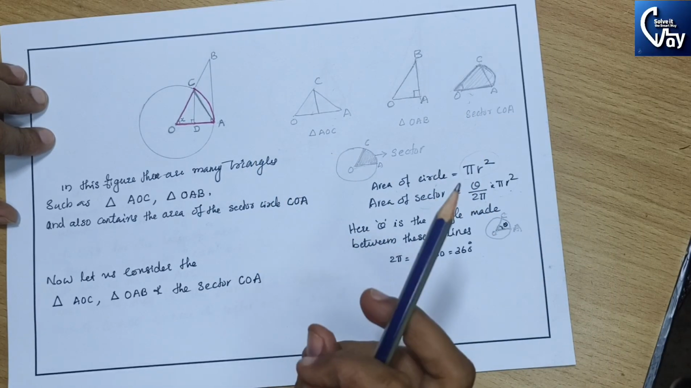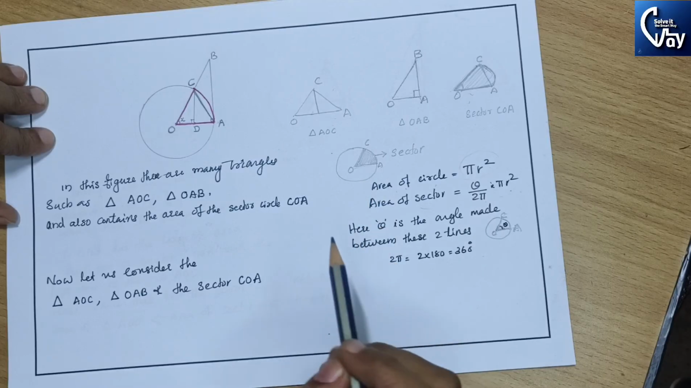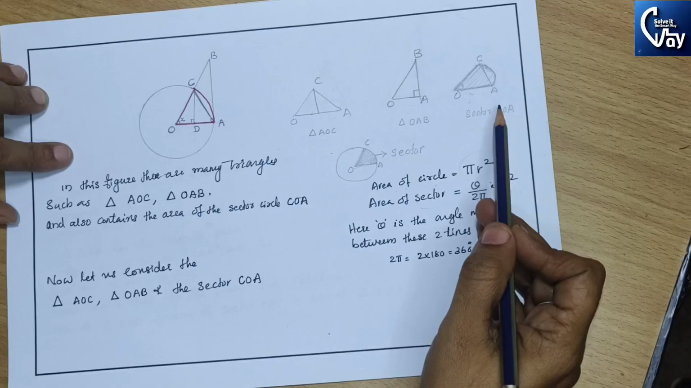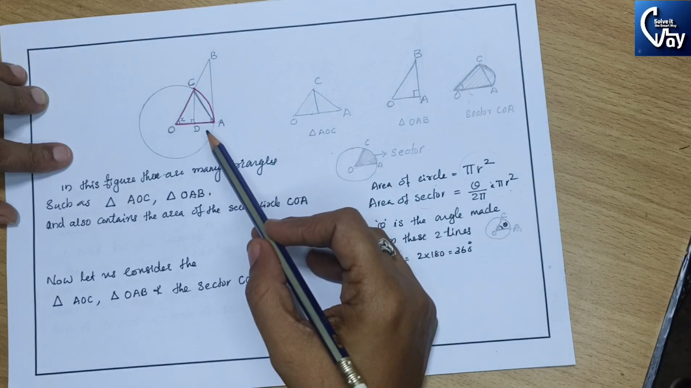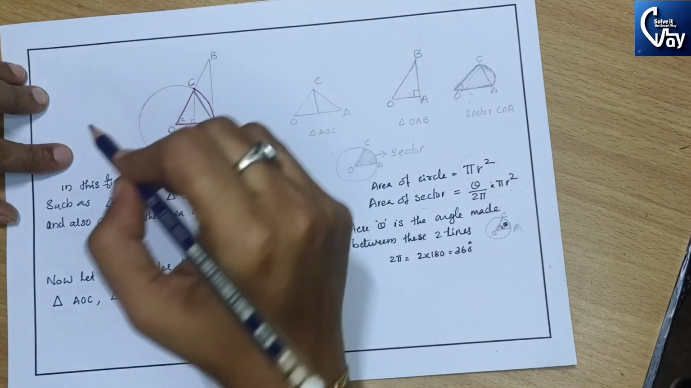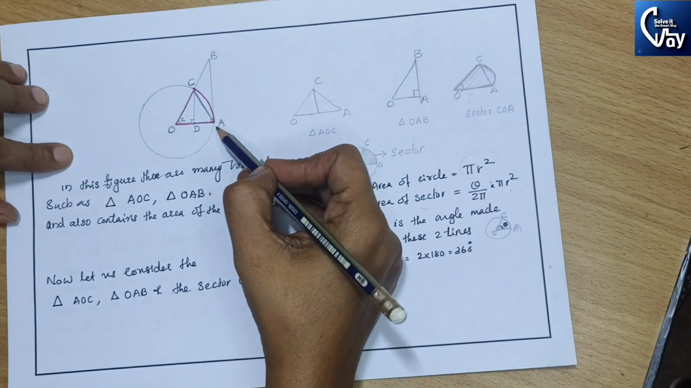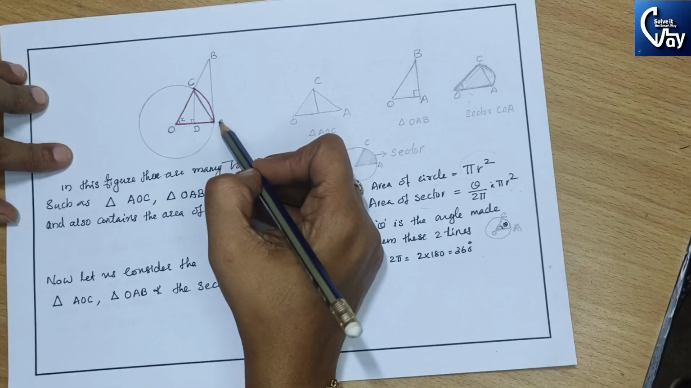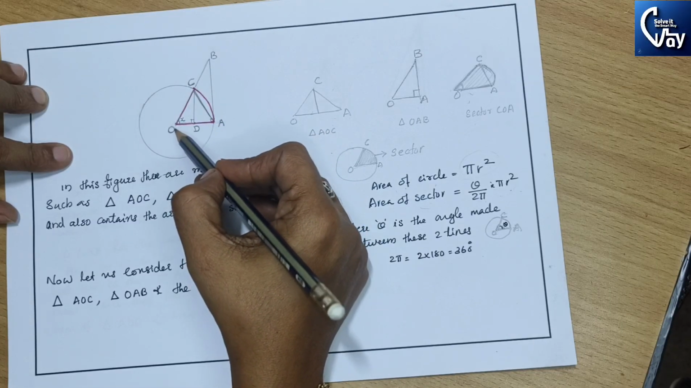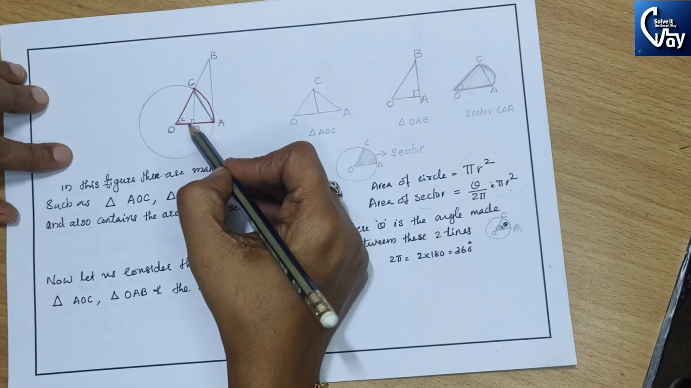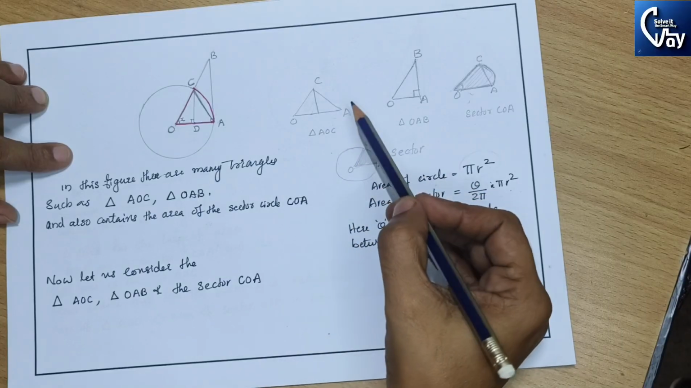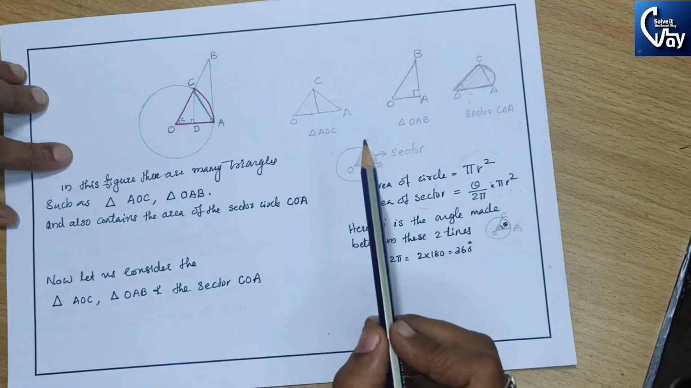We have to observe these three figures. Which one is the largest figure? We know that triangle OAB is the largest, so triangle OAB has the largest area. Second, sector AOC has the second largest area. Third, triangle OAC is the smallest, with the smallest area. Is it clear?